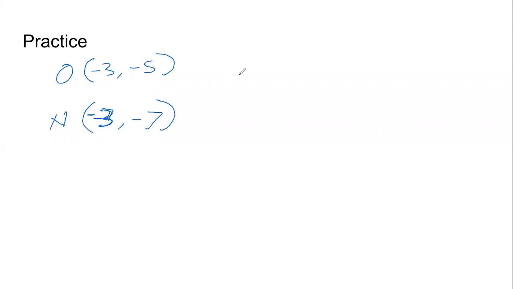Suppose we now have another 2 points, O and N, where the coordinates of O are -3, -5, and the coordinates of N are -3 and -7. The question is the same. What is the distance between O and N? How will you find it? What will be the answer?